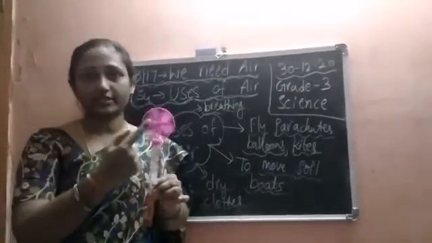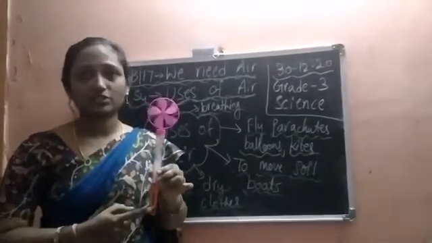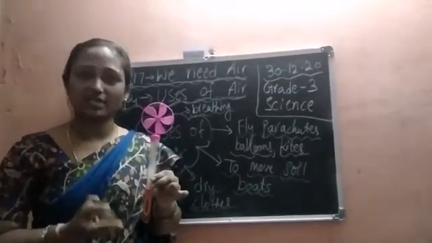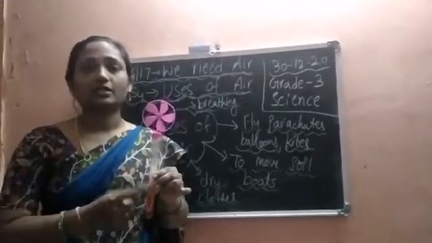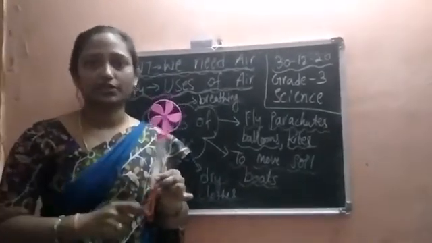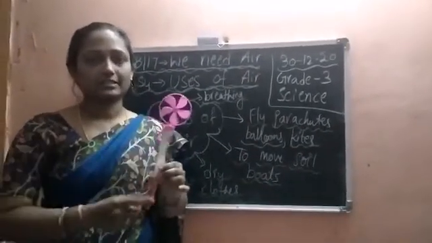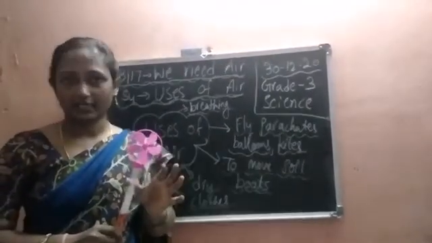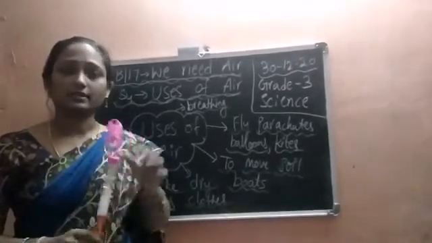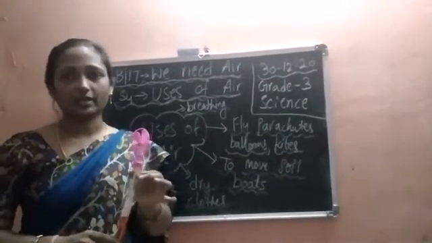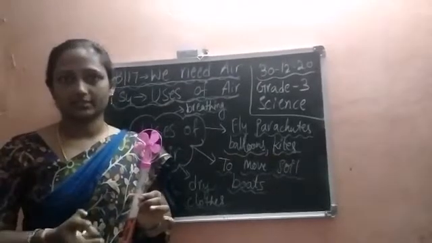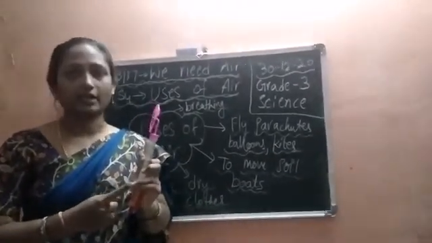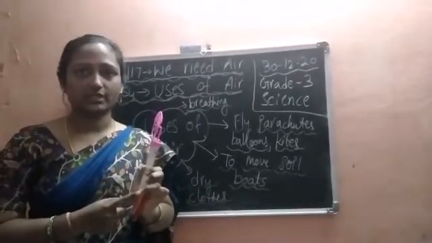So when it is rotating, the turbines which are fixed to the windmills get charged. Due to the turbines, we can produce electricity. So the clear pictures of windmills you can see in your readers, children. So this is an example of a windmill I am showing. Through this, we can produce electricity. So this is one of the uses of air which helps to produce electricity. Air helps us for breathing and air helps us to produce electricity.